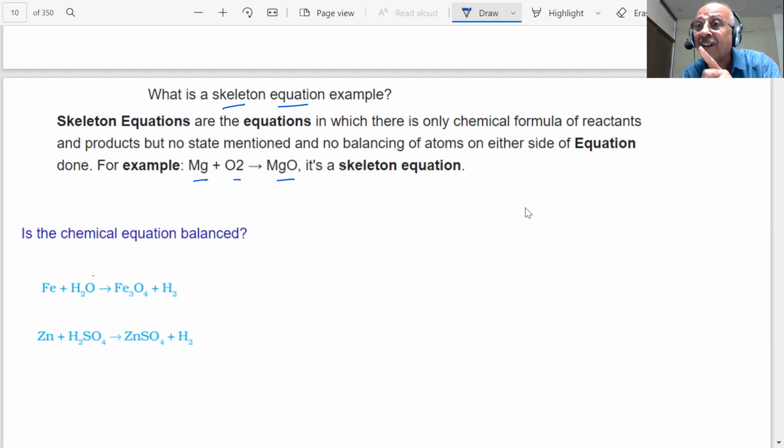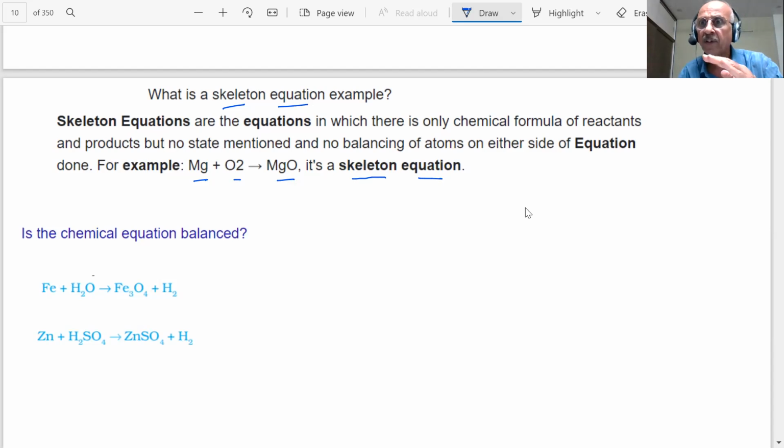This is not a balanced reaction. And we have not shown the state of the magnesium, solid, liquid, or gas. We have not shown the state of oxygen, students, solid, liquid, or gas. Therefore, this equation is an example of a skeleton equation.